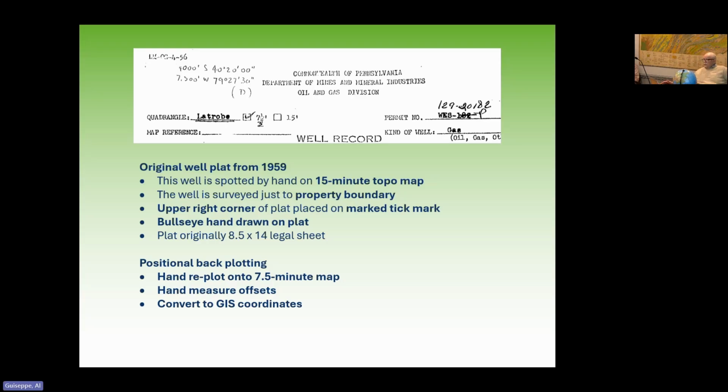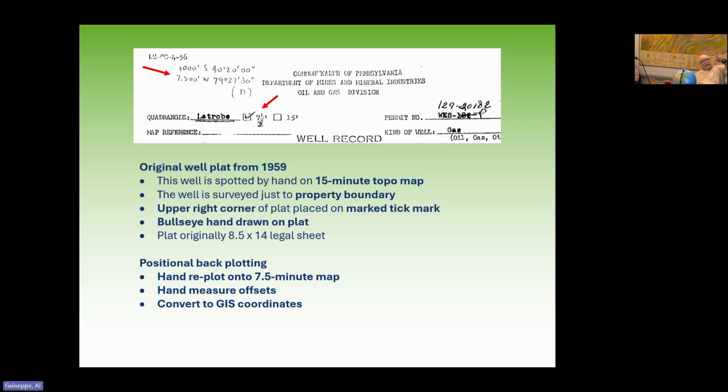In subsequent years, when we went digital, they took this well and they did some positional backplotting. So they converted it to a 7.5-minute quad, and up here at the top, they did offsets from there. So you already got the error from a 15. You already got the error from hand plotting. Now you're going back from 15-minute to 7.5-minute. You're collecting data. Your data is always as good as what? Your worst source.